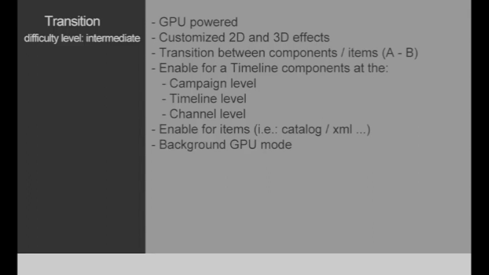I'll also demonstrate how to enable the transitions at different levels of the presentation, such as campaign, timeline, and channel, and how each particular level will inherit from the level above it. And also we'll cover transitions between items, such as catalog and the XML player.